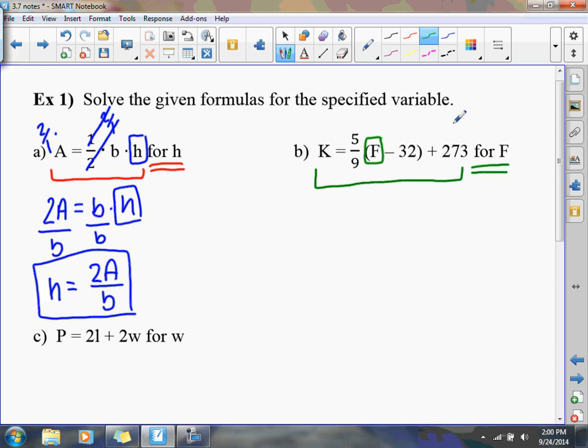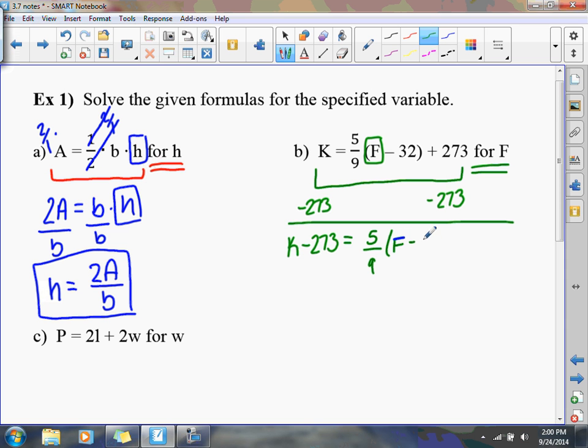Now, if I was solving a traditional two-step equation, if I had to choose between multiplication and addition, I would undo that addition first. So that's what I'm going to do here, minus 273 to both sides. Now I can't really do K minus 273, so I'll just write K minus 273. And then I bring everything else down. Now I'm still trying to solve for F. F's right there.